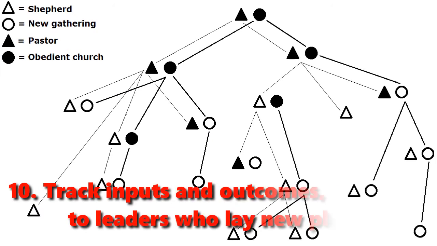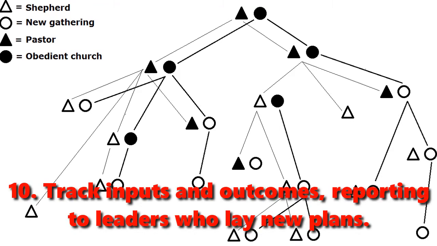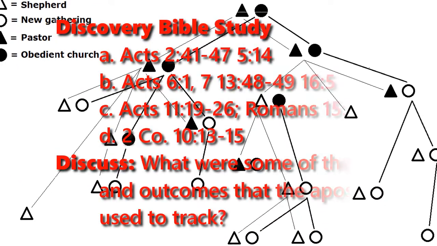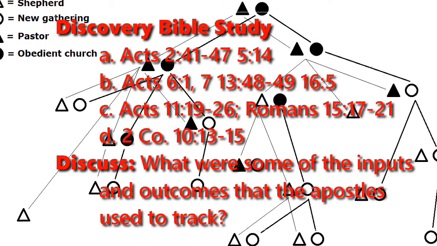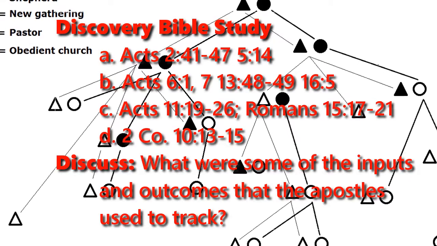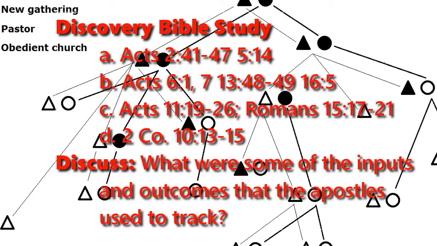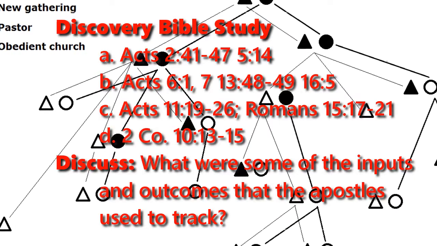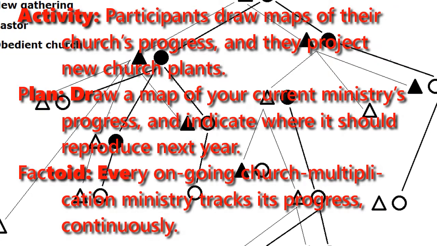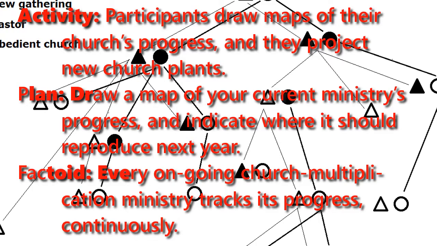Practice 10. Track inputs and outcomes, reporting to leaders who lay new plans. Form tiny groups that read together these texts. Have them discuss and reply to the following query. What were some of the inputs and outcomes that the apostles used to track? Factoid. Every ongoing church multiplication ministry tracks its progress continuously.